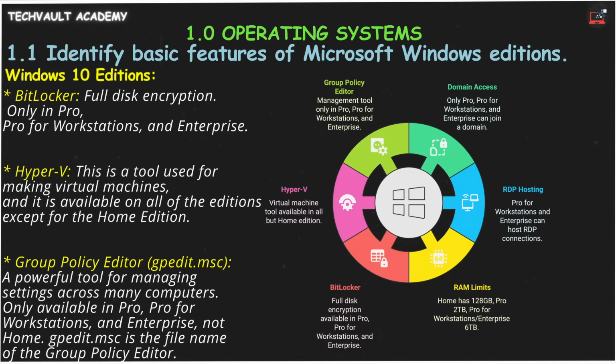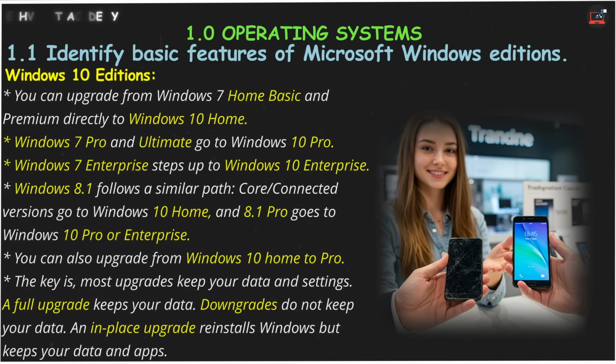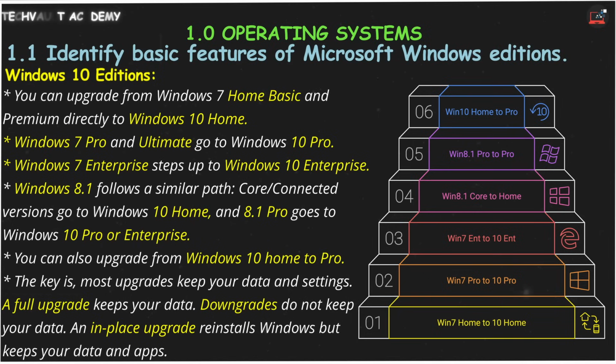Now let's talk about upgrading. Think of it like trading in your old phone for a newer model. You can upgrade from Windows 7 Home Basic and Premium directly to Windows 10 Home. Windows 7 Pro and Ultimate go to Windows 10 Pro. Windows 7 Enterprise steps up to Windows 10 Enterprise. Windows 8.1 follows a similar path. Core connected versions go to Windows 10 Home, and 8.1 Pro goes to Windows 10 Pro or Enterprise.